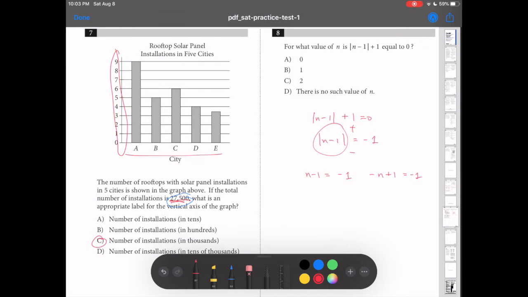So actually, if you look at this, take a time out. The absolute value of anything is always going to be positive. Always positive. Alright? So you can actually never get -1. Therefore, there's no such answer for this. It's D.